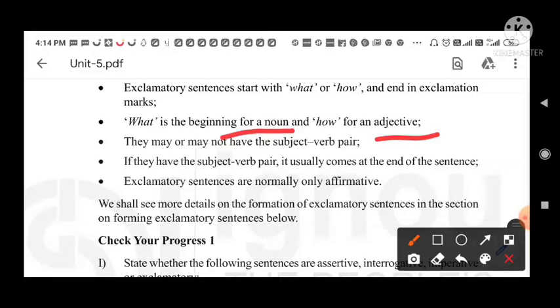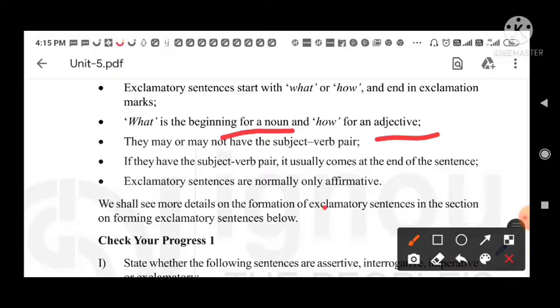Then they may or may not have the subject verb pair. So one subject and one verb may be present in the exclamatory sentences or may not be present. All of you clear? Please comment in the comment box and put questions if you have any doubt.